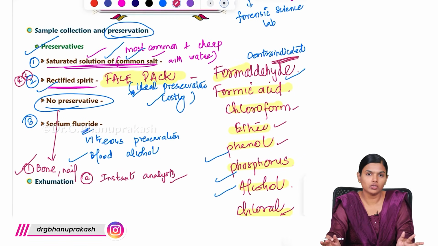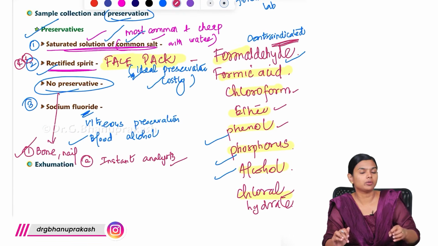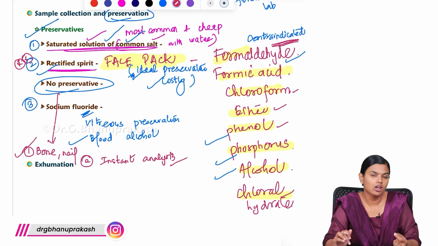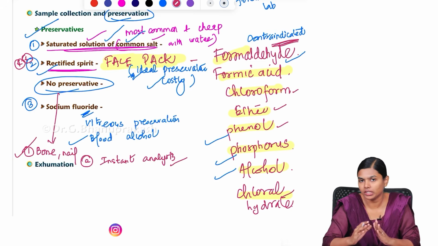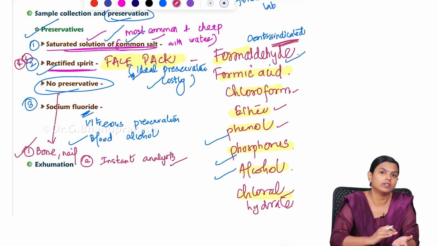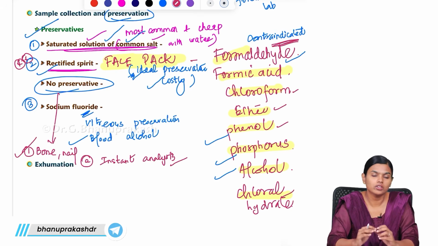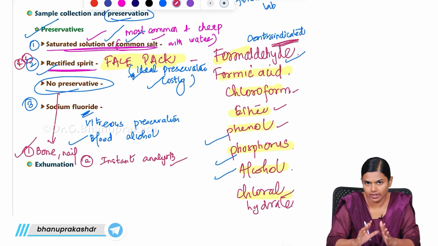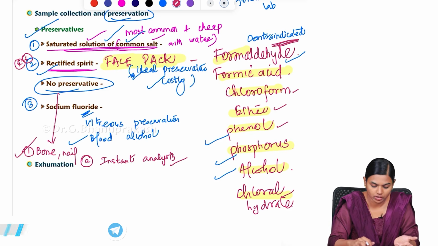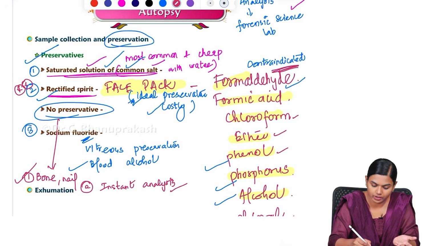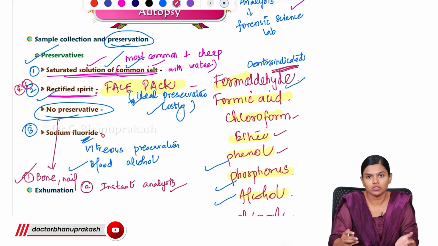So this is how we usually do the autopsy. In autopsy technique, how will you do the incision? How will you remove the organs? And once you remove the organs, how will you open each and every organ? How will you open the brain? How will you open the heart? All these are very important. And once you do the examination, you have to preserve the sample. So you will collect the sample and preserve it using these commonly used preservatives: saturated solution of common salt, rectified spirit and sodium fluoride. So these are the preservatives that we usually use.